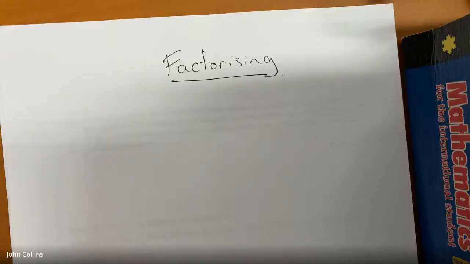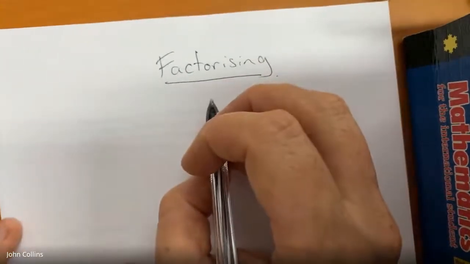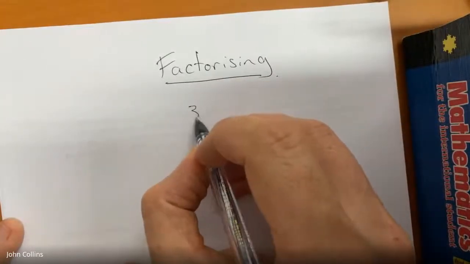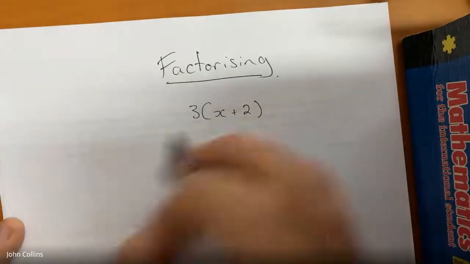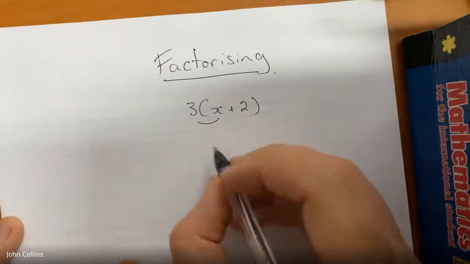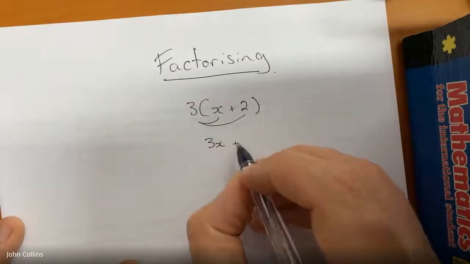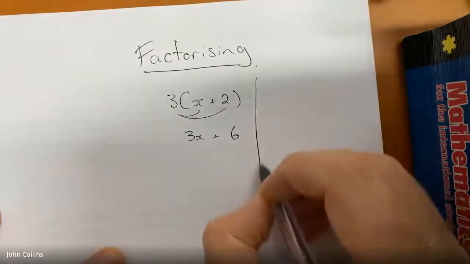Okay, so today we are looking at factorizing in algebra. Yesterday and the last day we were looking at expanding. So we had something like 3 times (x plus 2). We had to use the distributive rule to expand that. 3 times x gives 3x, and 3 times 2 gives 6. Okay, there was no issue there.